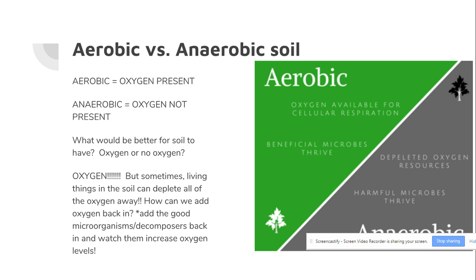So how do we fix that? How do we add oxygen back into that soil? We put better microorganisms in. So we put better decomposers in, and that will increase that oxygen level. But sometimes the bad microorganisms can take oxygen away and make that an anaerobic soil.